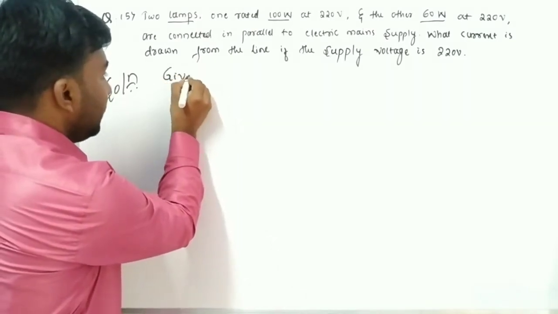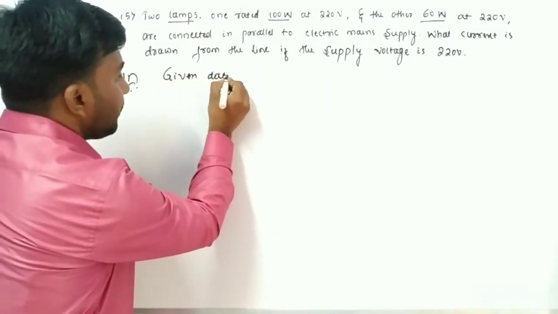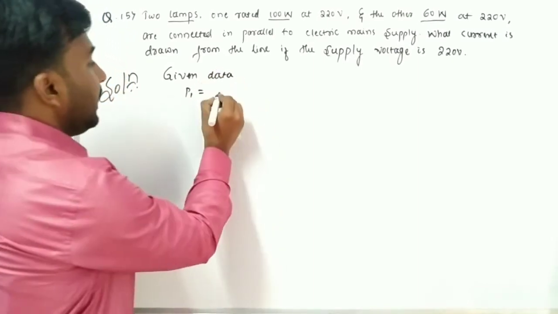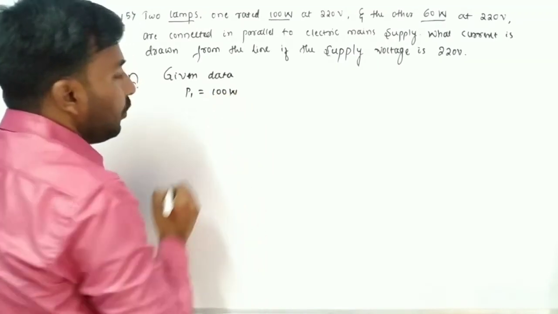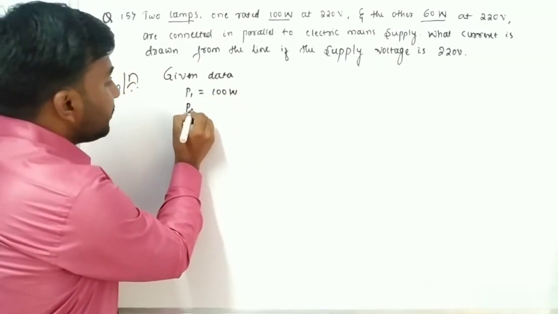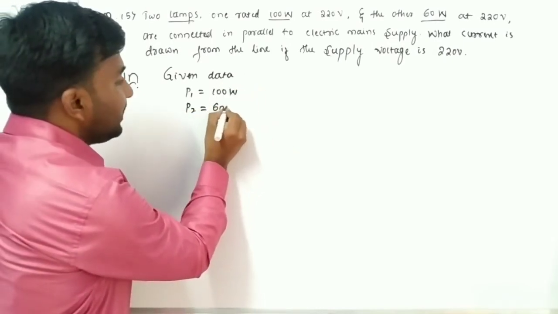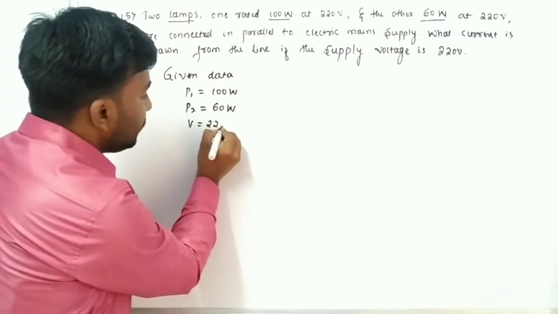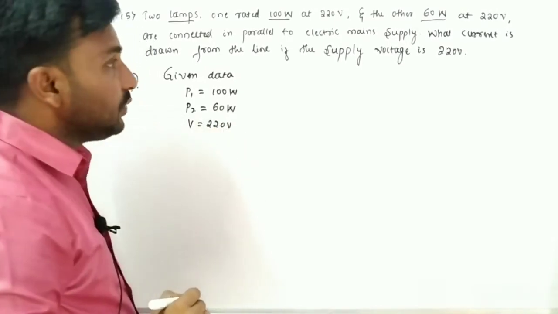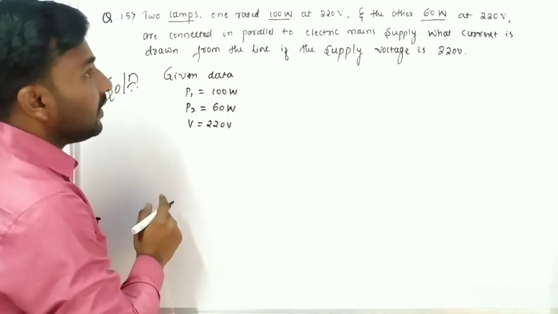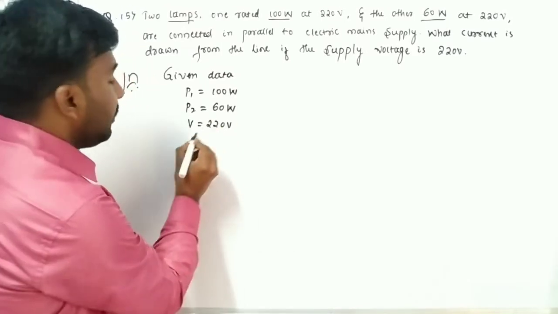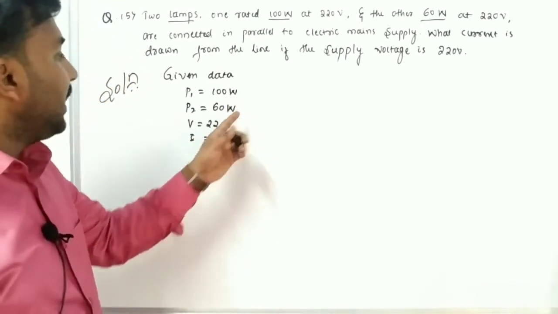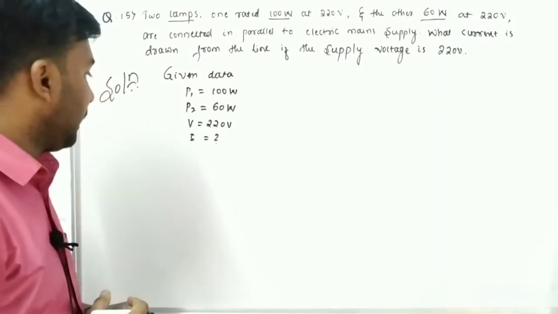So the given data is: power of the first lamp is 100 watt, and power of the second lamp is 60 watt, right? And the voltage is 220 volt, and we need to calculate the current when these two lamps are connected in parallel, right?